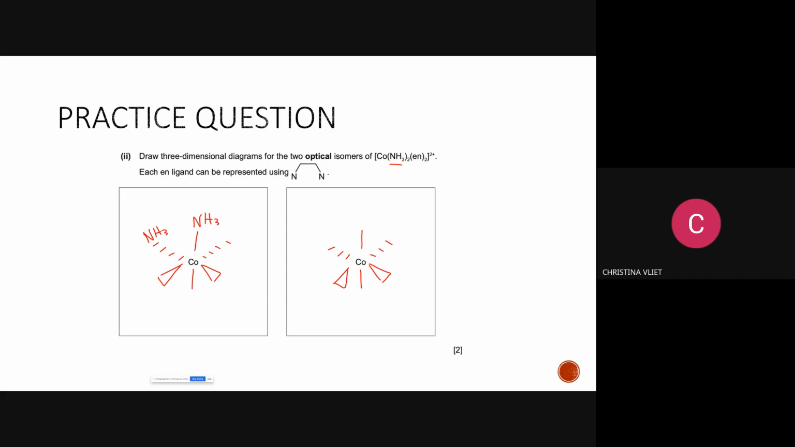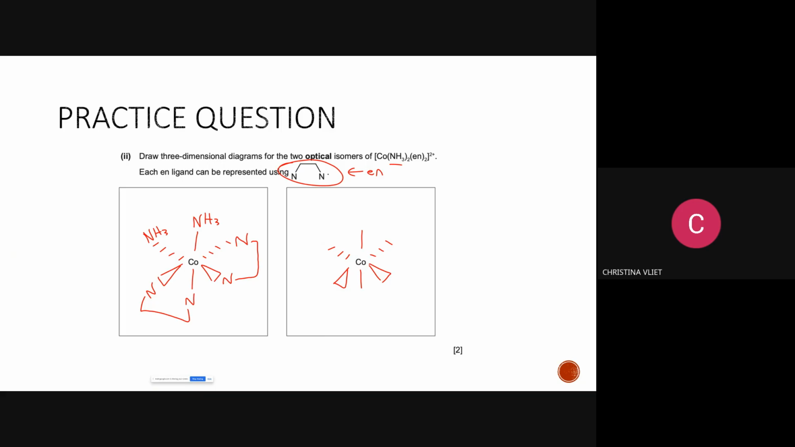So far, so good? Now I'm going to fill in my 2 bidentate ligands. So I'm going to put N here, like that, and N. The same thing here. They're 90 degrees, right? Yeah, these are 90 degrees apart from each other. And then N here, and here. Next to each other is always 90 degrees apart in octahedral. Yeah, N here and N there. Because it says each ligand can be represented using this. This is en. Yes? So far, so good?